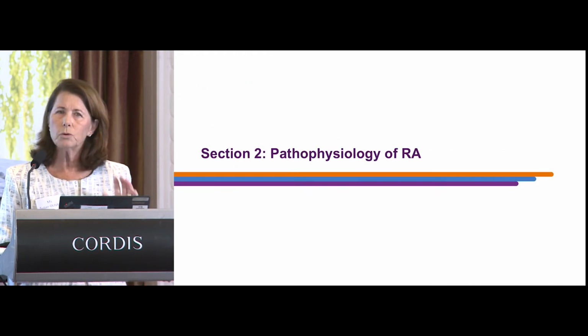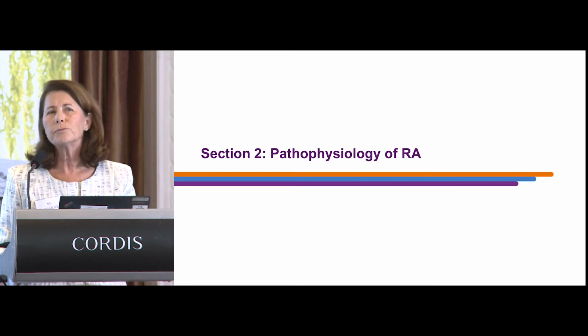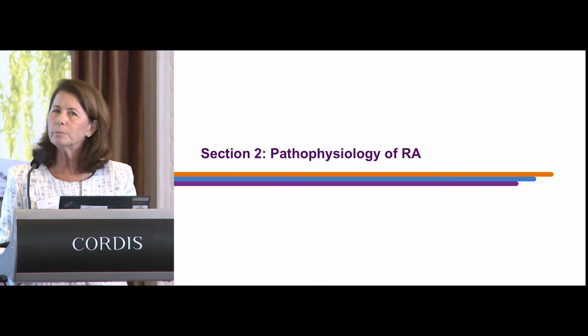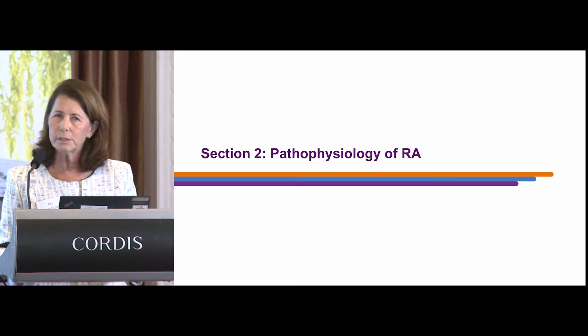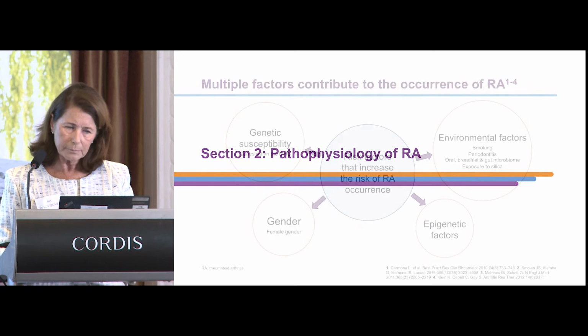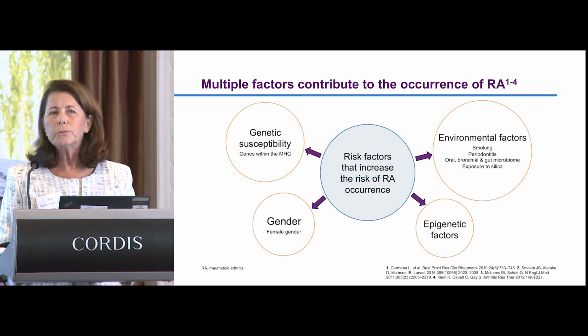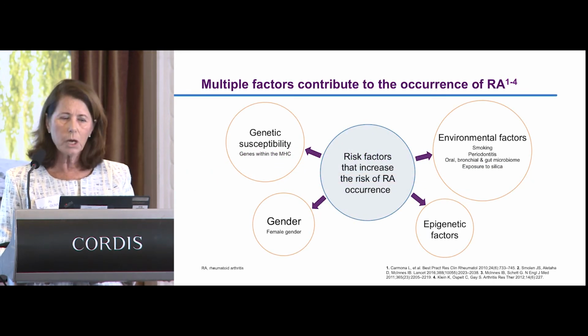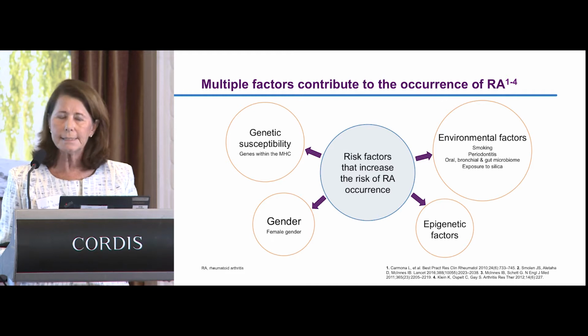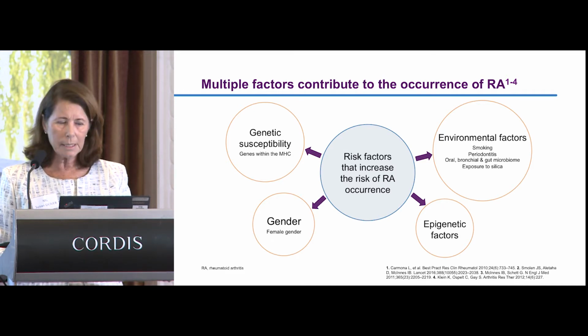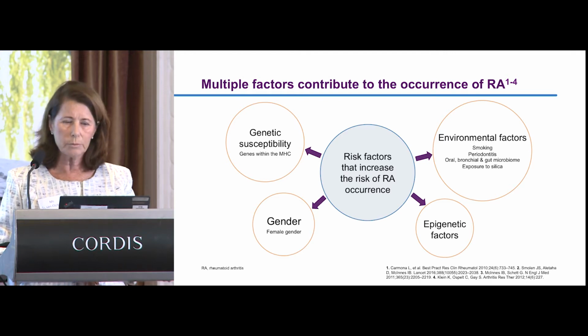And now I'm going to give you an overview, just a refresher, because I think many of you will be very conversant with all of this. And we're going to talk about the pathophysiology of RA. So there are multiple risk factors, as you know, for the occurrence of RA that increase your risk of having RA. As you know, there's genetic susceptibility, the fact that nearly all of us women here have a higher risk of having rheumatoid arthritis, and those will affect things.